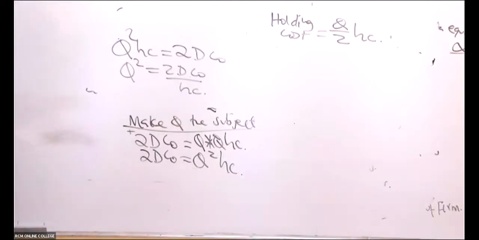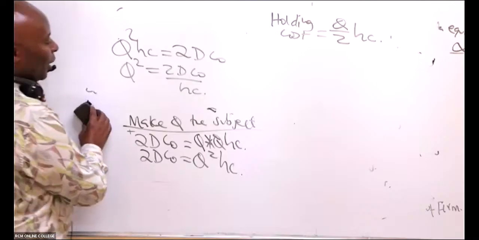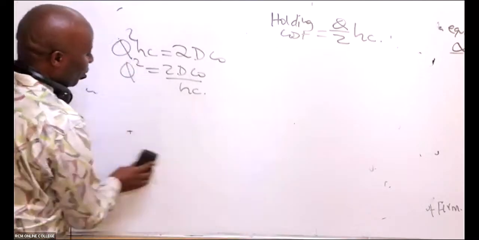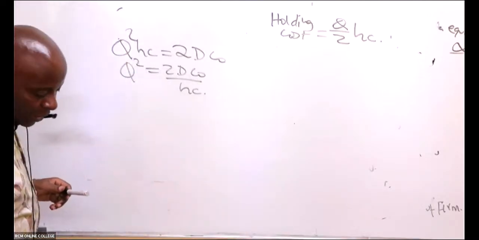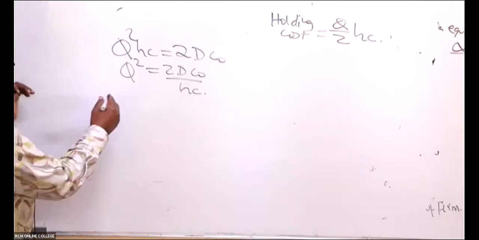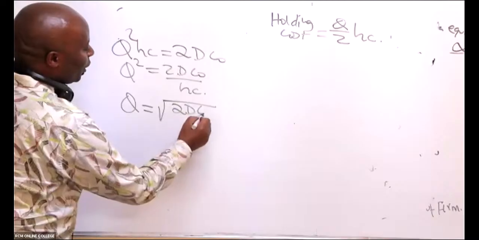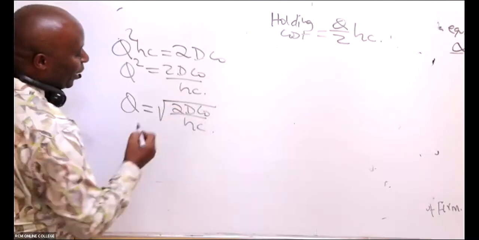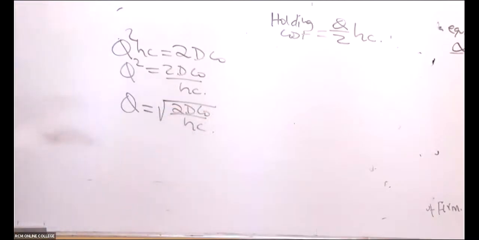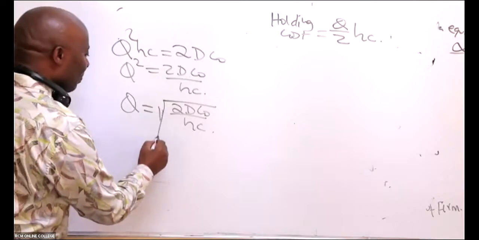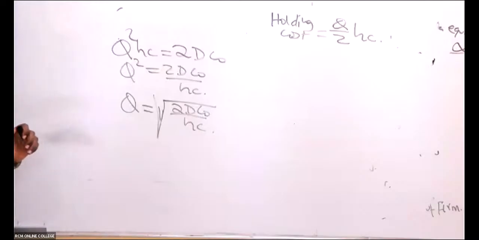Implying at the end of the day that our Q will be equal to who? Yes, square root. Square root of 2D core over what here, somebody? HC. 2D core over HC. And remember that this square root is a big one. It's covering everything.